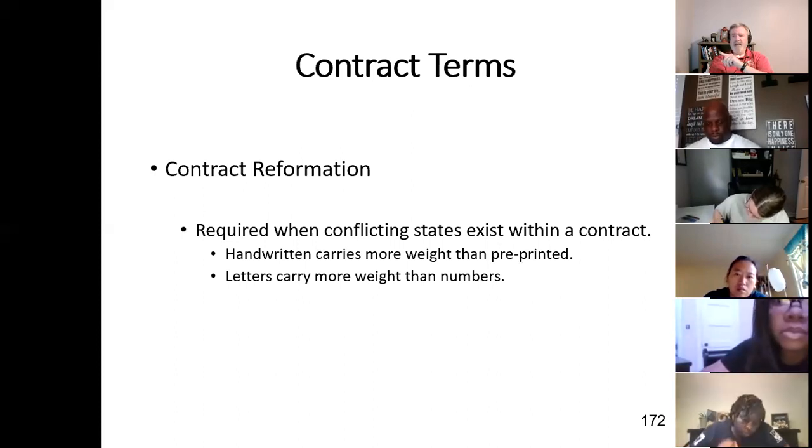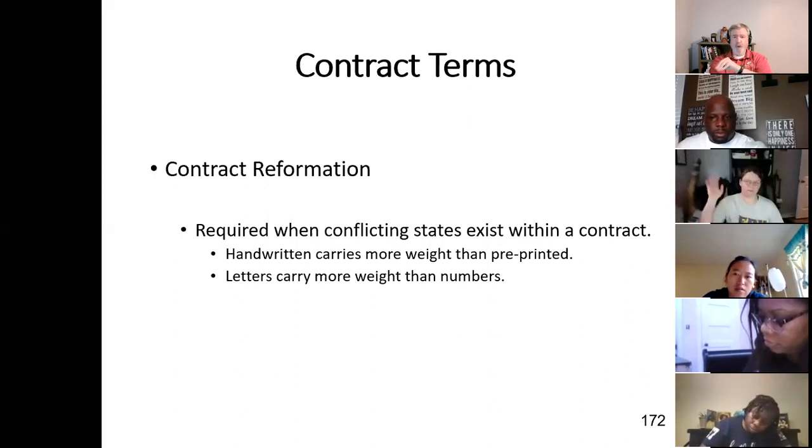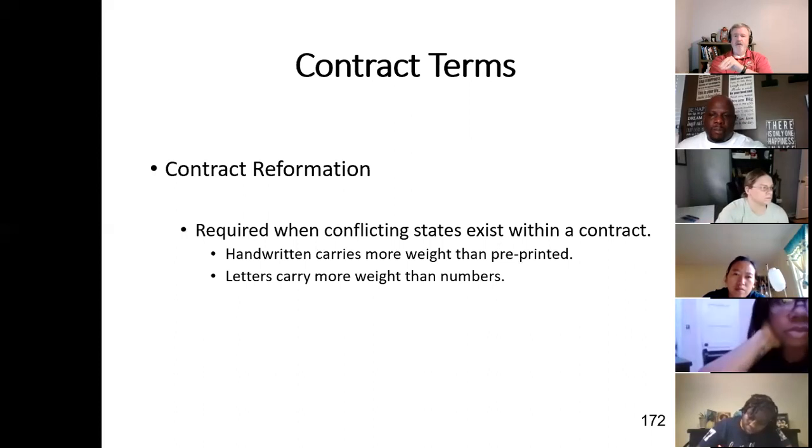Reformation says anything handwritten carries more weight than something that was already there pre-printed. Remember that. Anything handwritten carries more weight than what was pre-printed in the contract. I will also tell you, according to reformation, letters carry more weight than numbers.